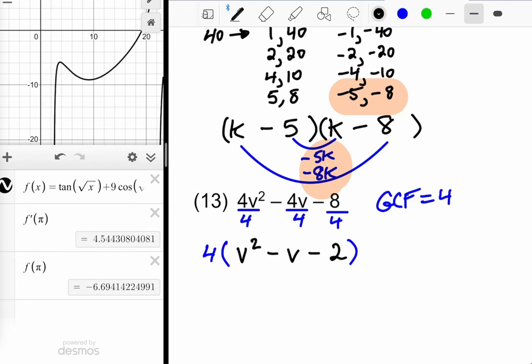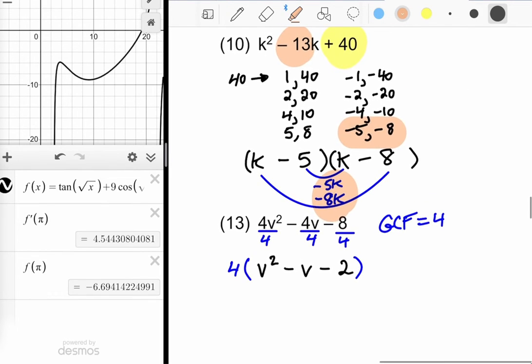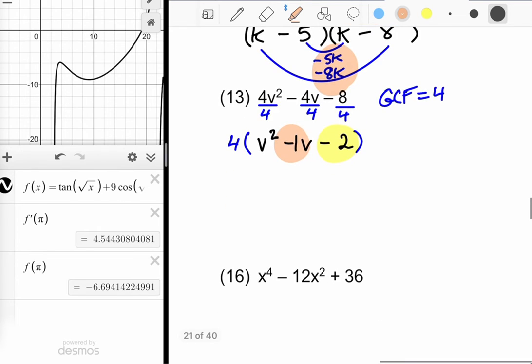All right, so now we have a trinomial. So we go to our trinomial methods. All right, so we're going to look at this expression here, using the same strategy that I used for number 10. I'm going to highlight. Well, that negative v is really a negative 1v. So I'm looking for two numbers. Those numbers need to multiply to negative 2, but also add to a negative 1.